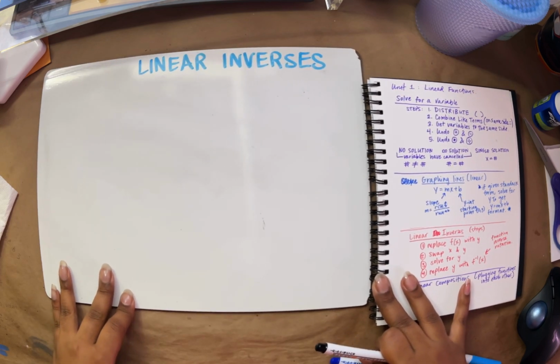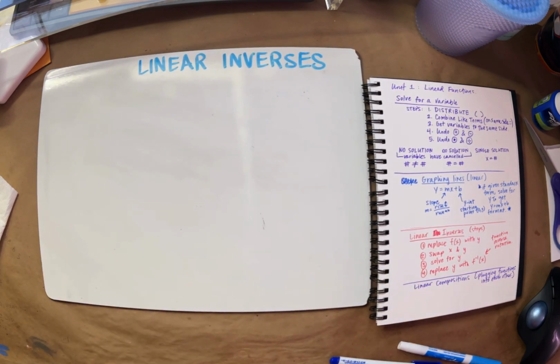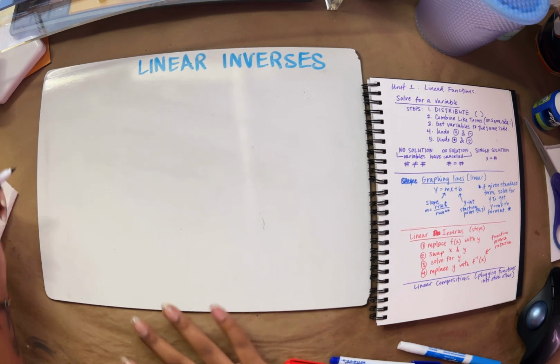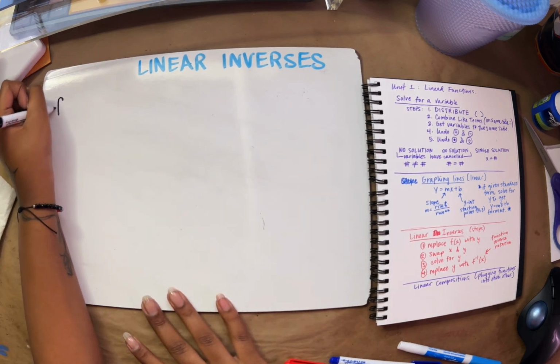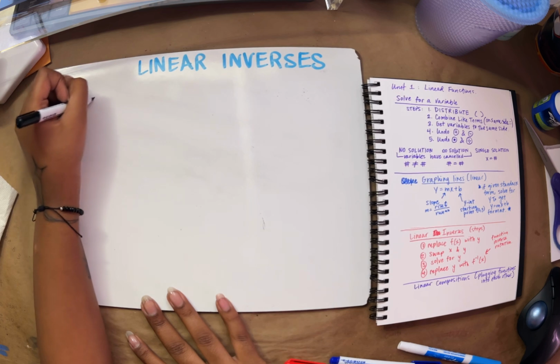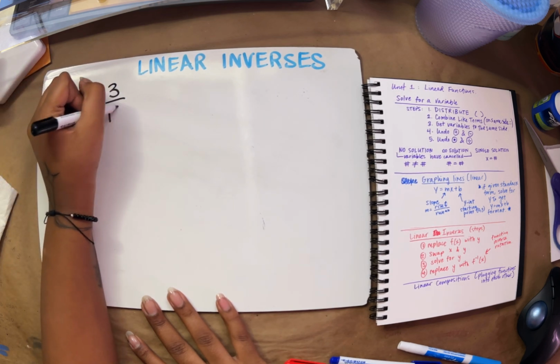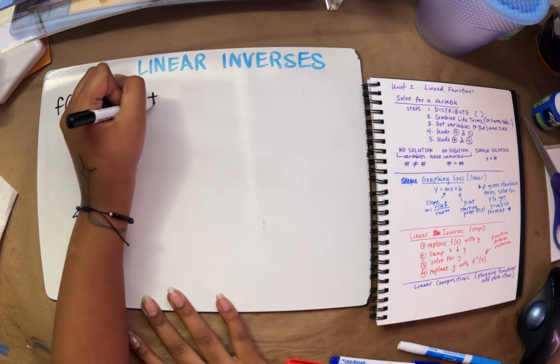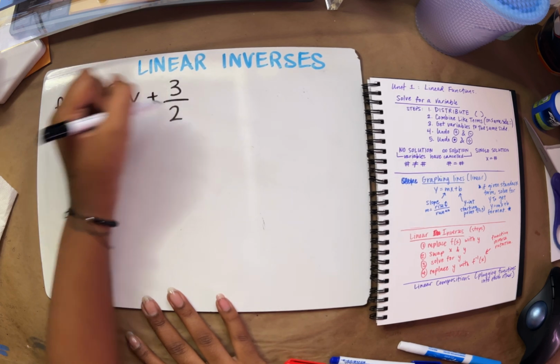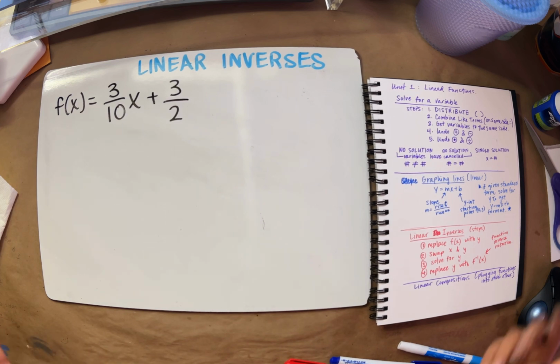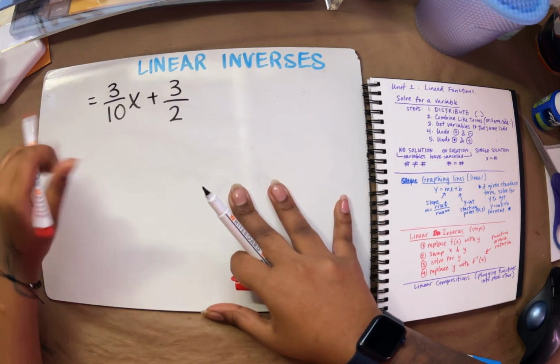So let's do number 19 on our study guide. This is f of x is equal to 3 over 10 x plus 3 over 2. Fractions, how do we feel about them? Feels like a lot, right? I totally get it. So now, first step, I'm going to replace my f of x with my y.